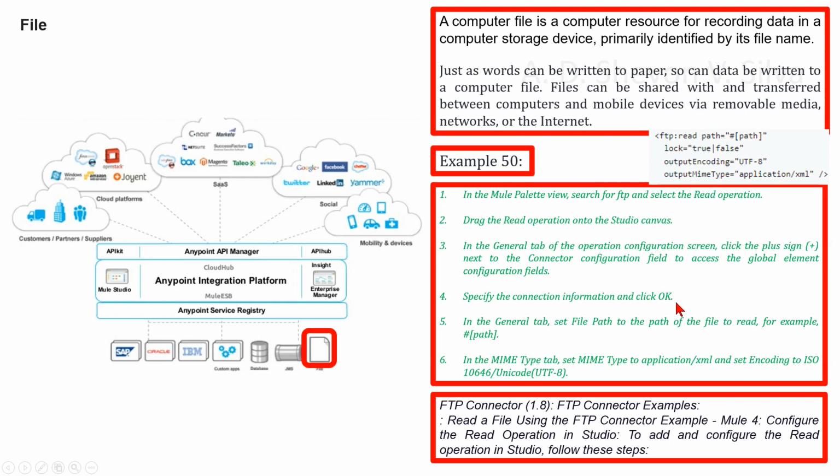Specify the connection information and click OK. In the General tab, set file path to the path of the file to read, for example /path. In the MIME type tab, set MIME type to application/xml and set encoding to ISO-10646/Unicode UTF-8. In the configuration XML editor, the FTP:read configuration looks like this.